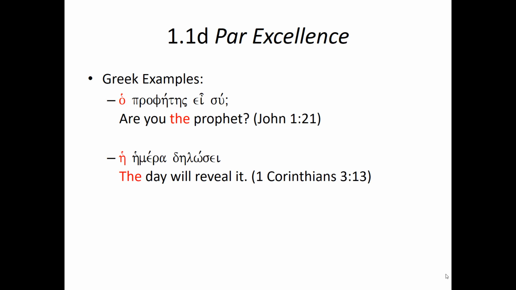1 Corinthians 3:13, "he hemera delosei." The day will reveal it. Well, there are many days, but the day this is talking about is the day, the judgment day. In that day, the day will reveal it.